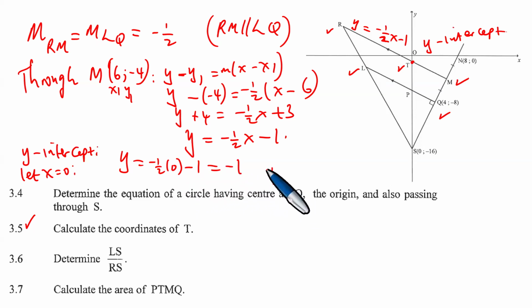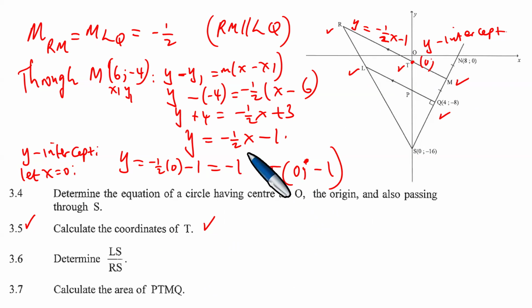As a consequence, the point t is on the y-axis, so automatically x is 0 and y is minus 1, like this. x is 0 and y is minus 1. So the coordinates of t are 0 and minus 1.